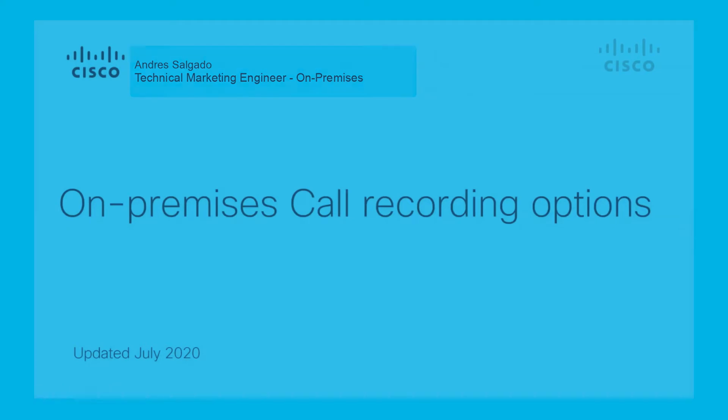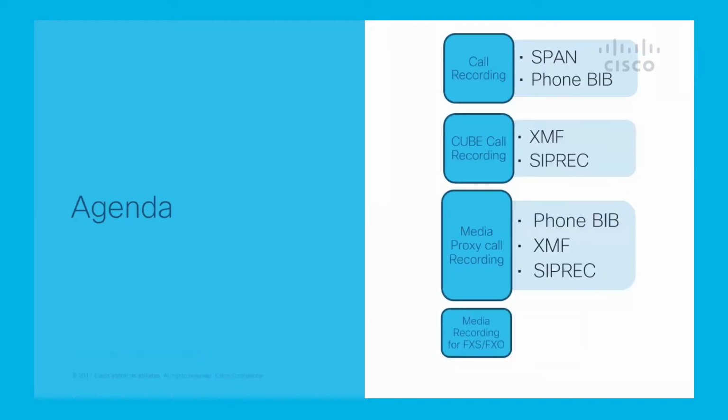In this video, we will cover call recording options for on-premises deployments. Here's the agenda. We will start with SPAN or port mirroring, then move to phone audio forking, followed by CUCM call recording options, and then we will cover media proxy, and lastly, recording for analog interfaces.